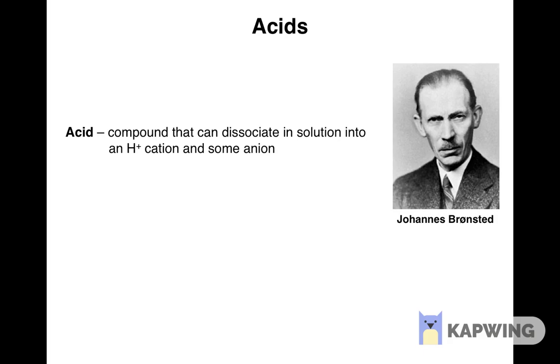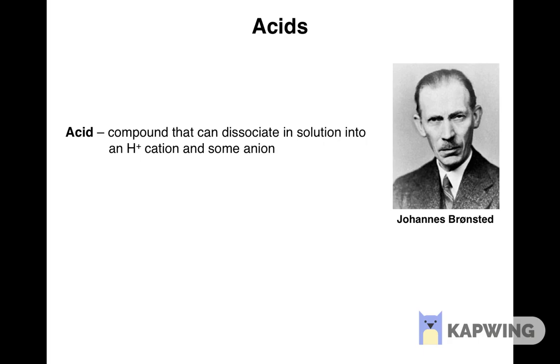The defining quality of acids by this definition is that they can dissociate in solution like ionic compounds, but in this case the cation is always H+, a hydrogen atom from which its only electron has been removed. The nucleus for by far the most common isotope of hydrogen is just a single proton. So it is often said that when acids dissociate, they release protons.